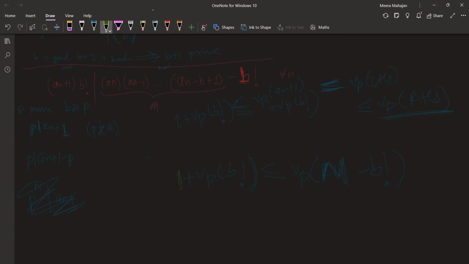Okay, this holds. So we have this thing for all P, for all N, so that P divides an plus 1, P prime and P at most B, okay? So what do you think is the most reasonable way to somehow force some weird contradiction? Because we have taken two assumptions here. These are our two assumptions.